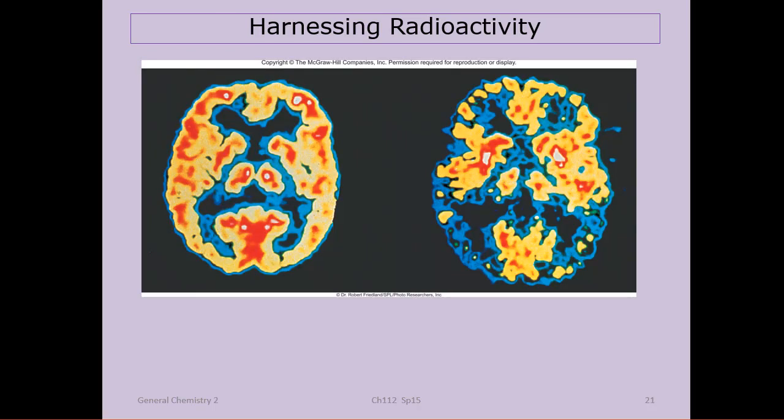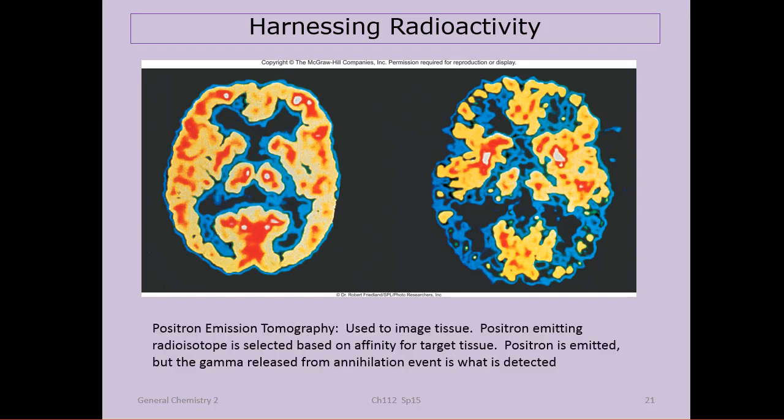Now, a lot of times we use radioactivity for good things. This is what we call a PET scan, or positron emission tomography. This is used to image tissue, and basically it's a positron emitting type material. There are a lot of elements that you could put in your body that would be taken up naturally by the body, such as carbon, that can be found in a radioactive form that's actually positron emitting.